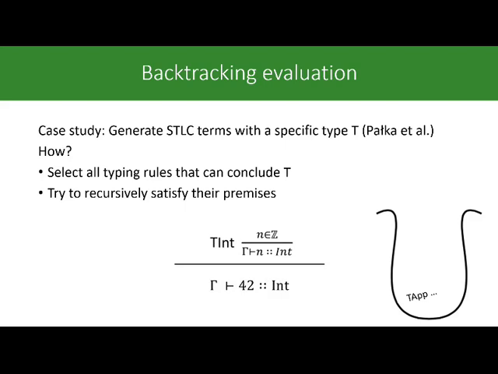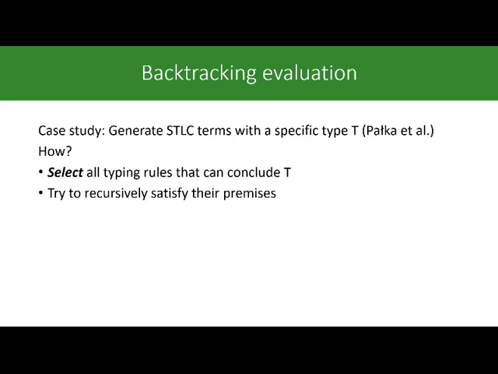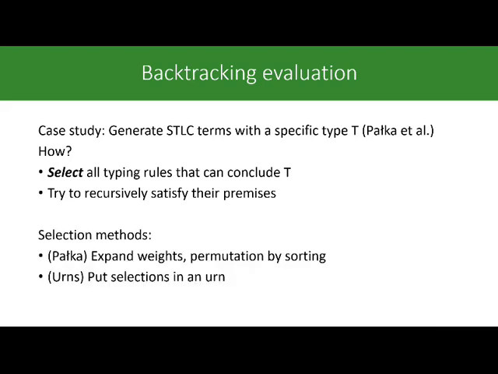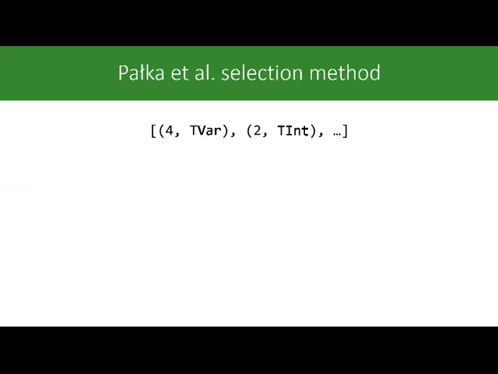So where do urns come in this picture? They come in the selection process. Basically, the original paper had a method of expanding weights and using permutation by sorting to select amongst the typing rules. Well, we just put all the typing rules in an urn and select one of them. I'll expand a bit on what the Palka method was.